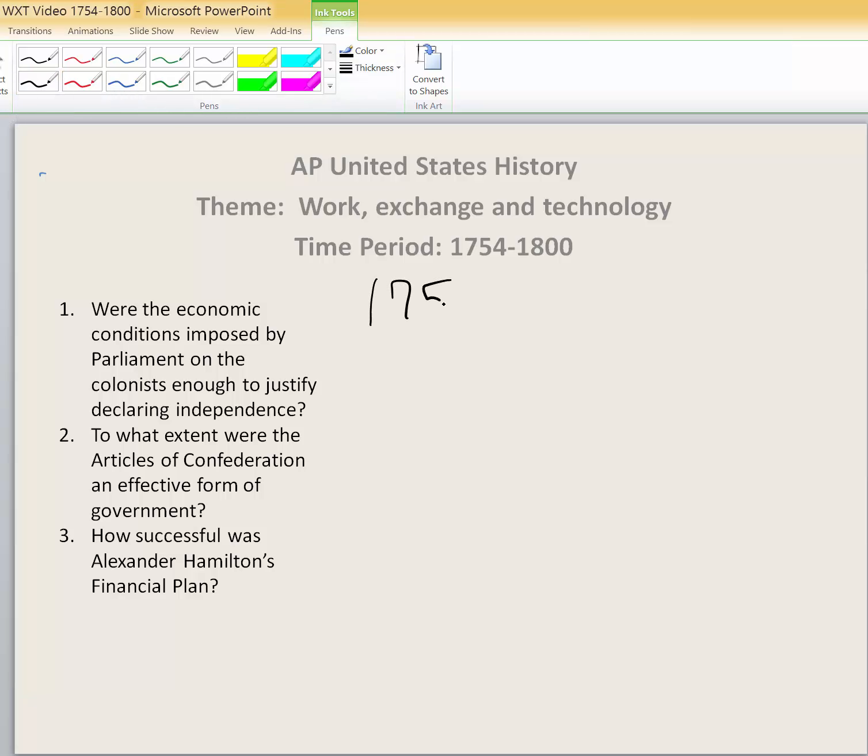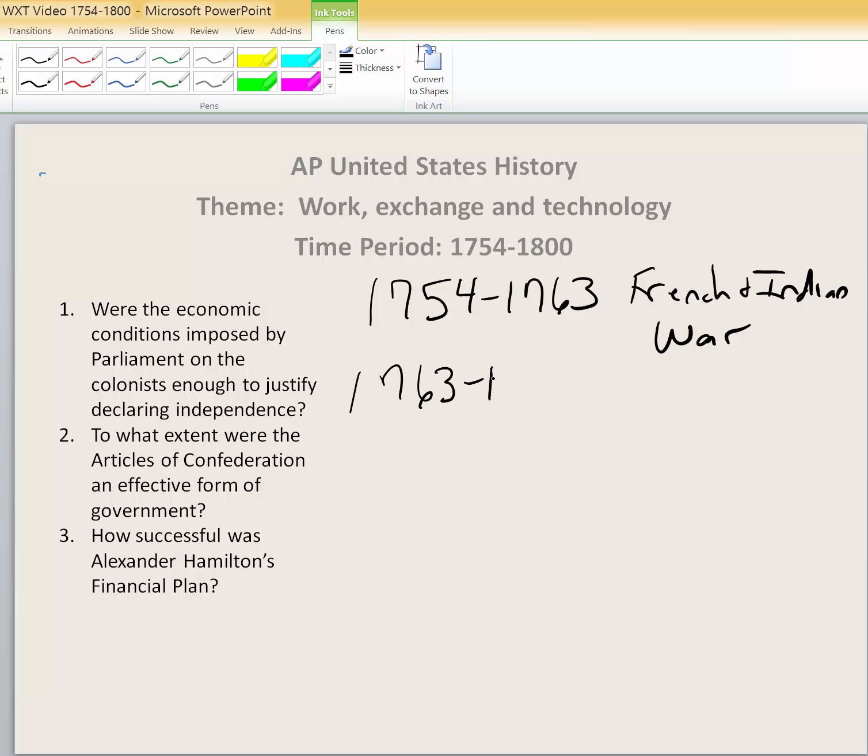Very good. 1754 to 1763. That is your French and Indian War, in which the British and the colonists were on the same side. From 1763 to 1776, those are your causes of the revolution.